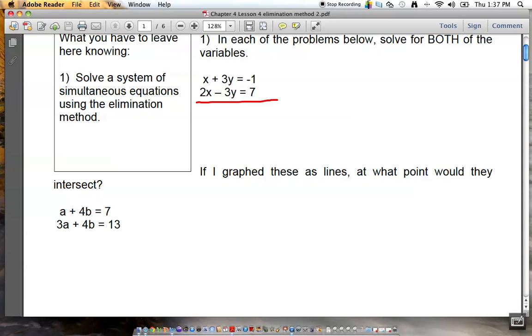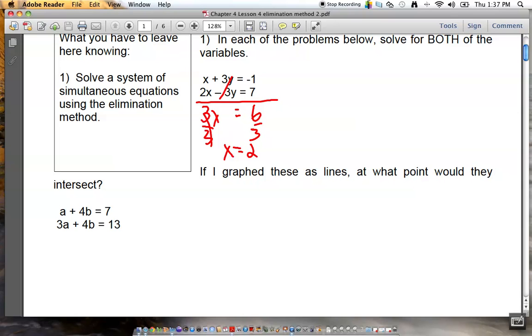Well, how many y's do I have in the upper equation? Positive 3. How many in the bottom equation? Negative 3y. So that's cool. I can just add them up. What's 1x plus 2x? 3x. And what's negative 1 plus 7? 6. Divide by 3.